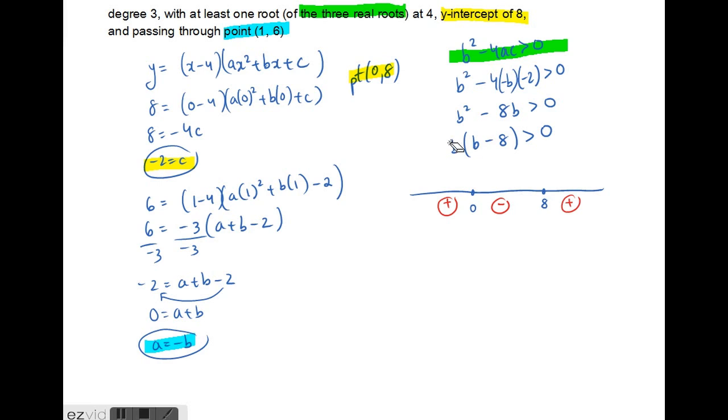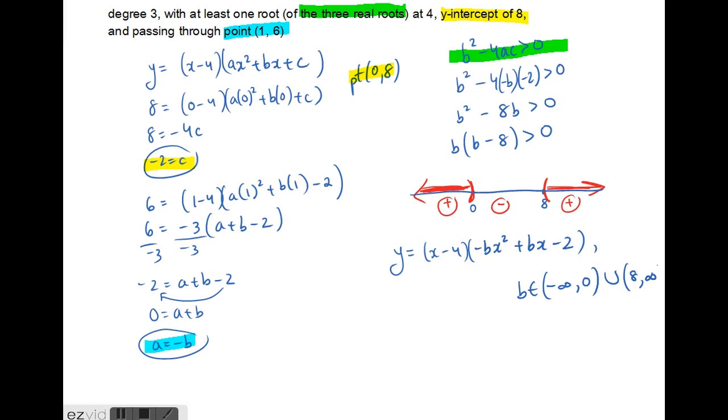So final answer, because we want this inequality to be bigger than 0, but not equal to 0, our interval that we should be taking is something lower than 0, but not equal to 0, and anything bigger than 8, not equal to 8. So to state the final statement of the family would be to write down the equation y equals x minus 4. And then because this is all about the b's, I'm going to rewrite this all in terms of b's. So a is negative b, so negative b x squared plus bx minus 2, comma, b is specified to be in the interval from negative infinity to 0 or from 8 to positive infinity.